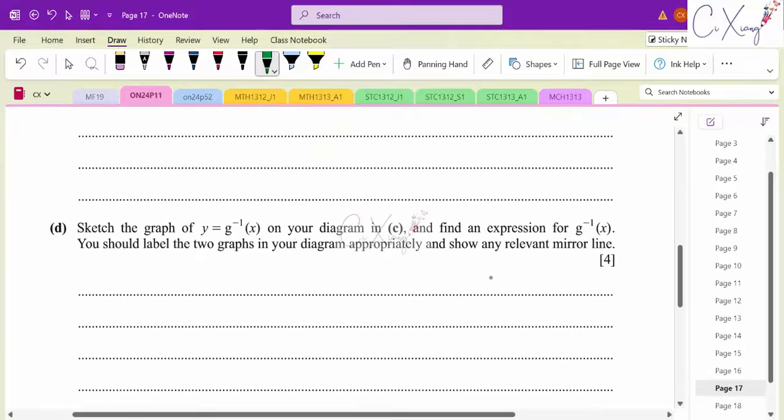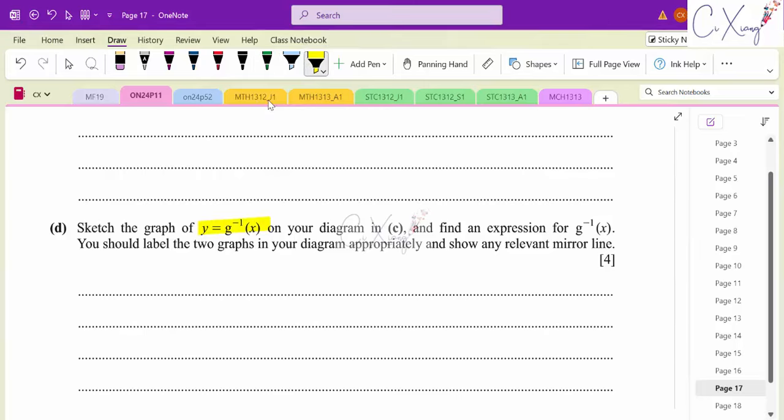Then in part D, they want you to sketch the graph of g inverse in your diagram. Find the expression for g inverse as well. So you need to sketch and you need to find the expression. Then they ask you to label the two graphs appropriately and show any relevant mirror line.